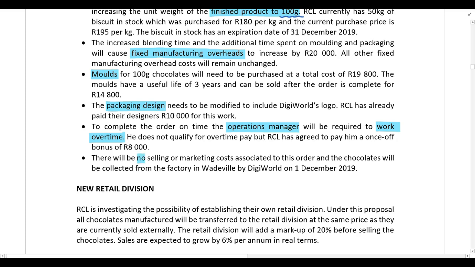There will be no selling or marketing costs associated with this order, and the chocolates will be collected from the factory in Wadeville by DigiWorld on the 1st of December 2019. All right, so obviously it's clear there won't be any selling or marketing costs, but in addition to that, if DigiWorld is going to collect the chocolates from RCL's factory in Wadeville, there obviously also won't be any transport costs.